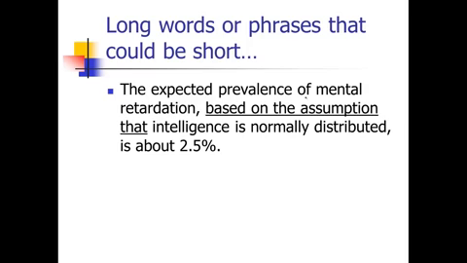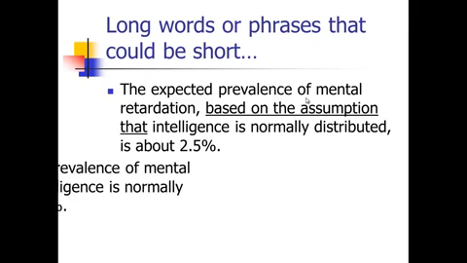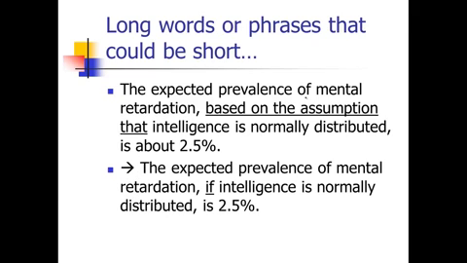So here's an example of a sentence that's got a little bit of a wordy phrase in it. The expected prevalence of mental retardation based on the assumption that intelligence is normally distributed is about 2.5%. So, based on the assumption that, what's a short way to say that? Well, how about just if: the expected prevalence of mental retardation, if intelligence is normally distributed, is 2.5%.